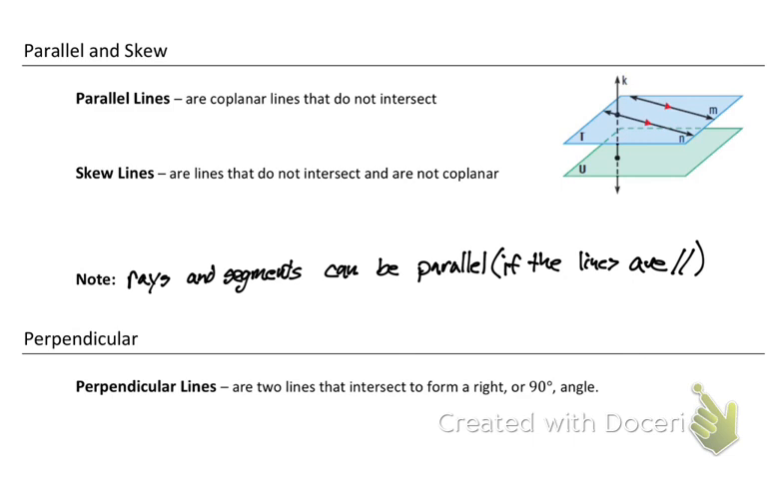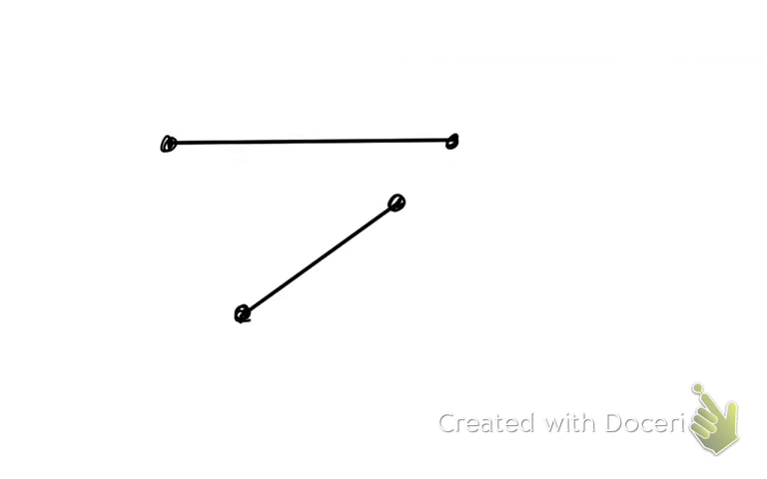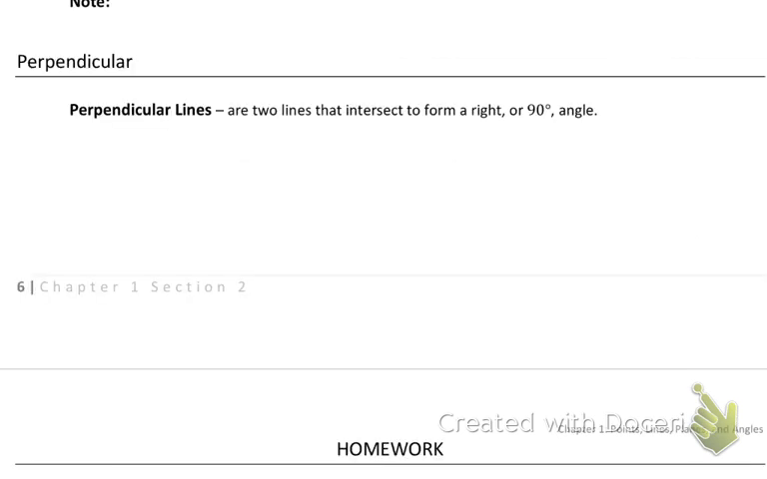All right, the last big concept today is perpendicular. Does anyone remember the term perpendicular? They intersect and form a right angle, or a 90-degree angle. So perpendicular is 90 degrees. There are two lines that intersect to form a right or 90-degree angle. So here's an example of that.